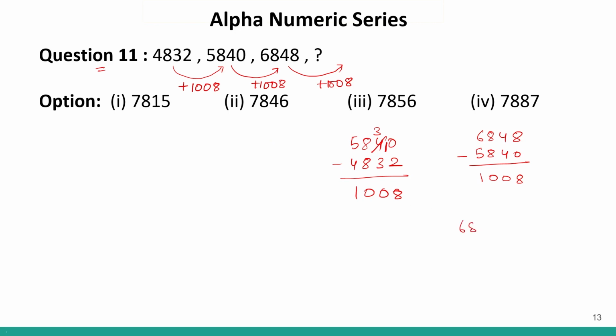So if I add 6848 and I add 1008 into it, 8 plus 8 will be 16. I'll get 7856. This will be my answer. This is given in option number 3. So option number 3 will be the correct answer for this question.